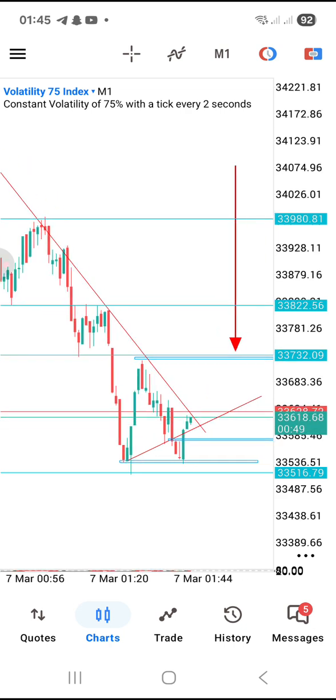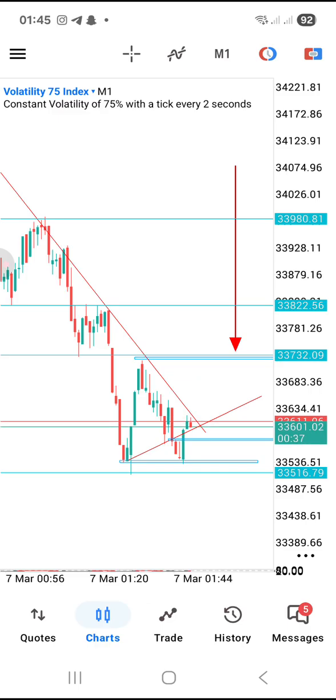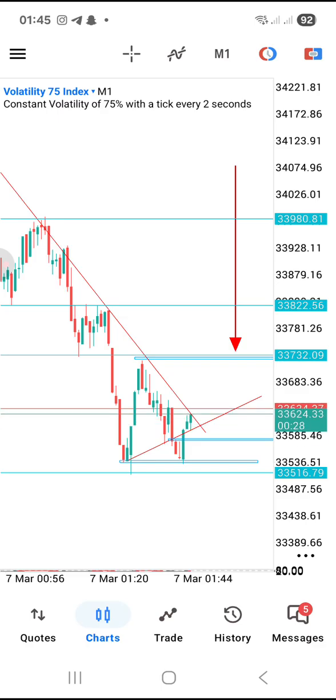There's something we need to be careful about. It's important to sell high and buy low. The idea is when you are in a bullish market, wait for opportunities to buy low and sell high.